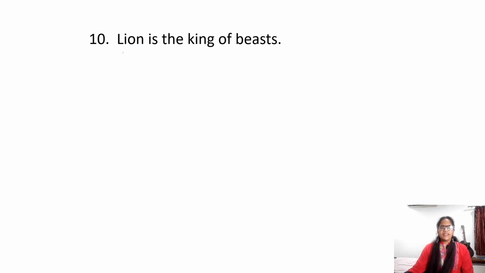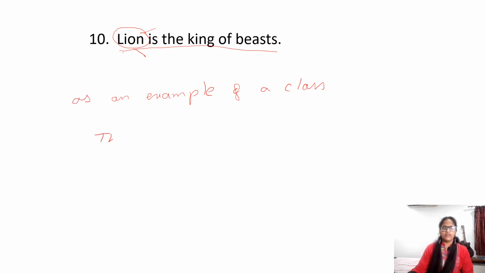Next one, lion is the king of beasts. Here lion is used to refer to the entire class. Lion is used as an example of a class. Lion refers to the entire class of lions. When you are using a noun as an example of a class, we should use article the. Now here, the lion is the king of beasts is the correct answer.